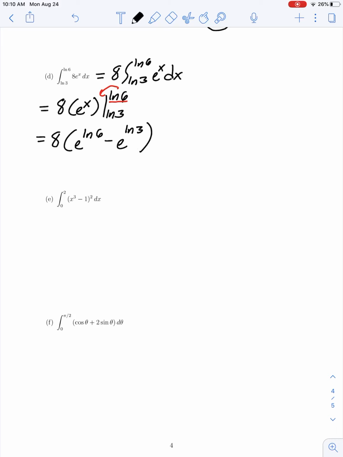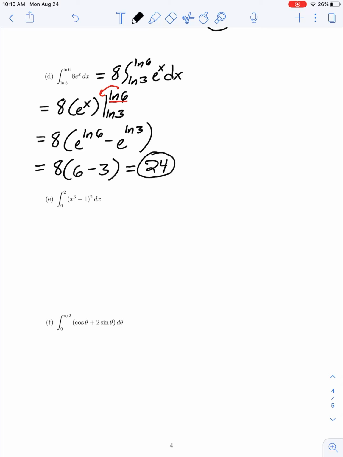That would be e to the natural log of 3. But recall that the base e exponential and the base e logarithm, or natural logarithm, are inverse functions. So e raised to the natural log of 6 is just 6, and e raised to the natural log of 3 is simply 3. So I'm left with 8 times 3, which is 24. Okay. So let's look at another one.